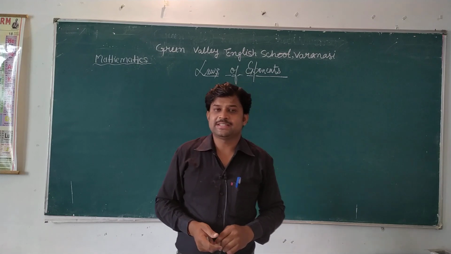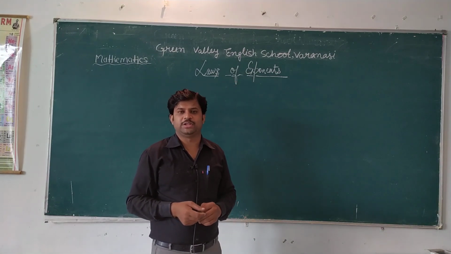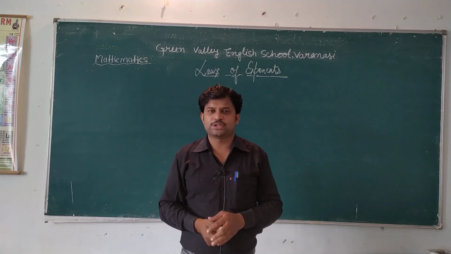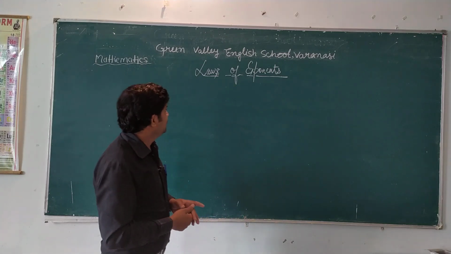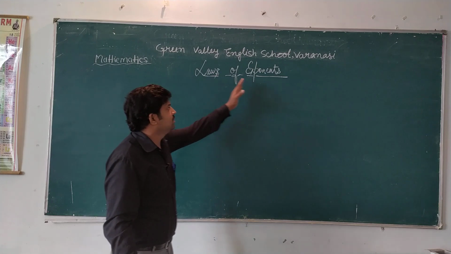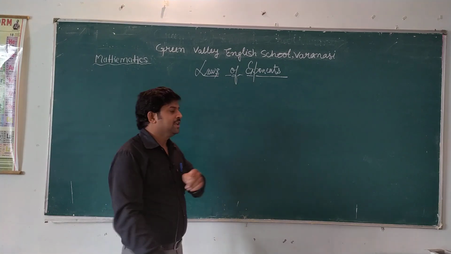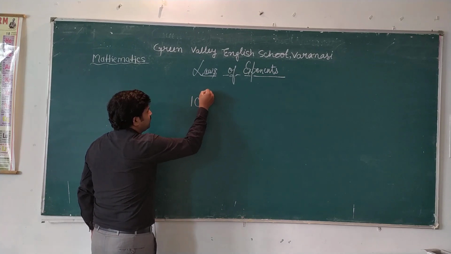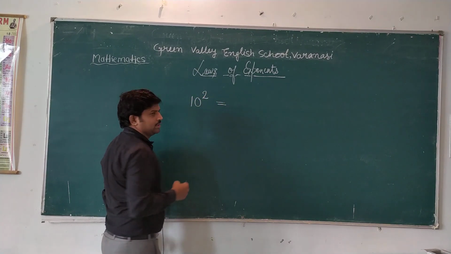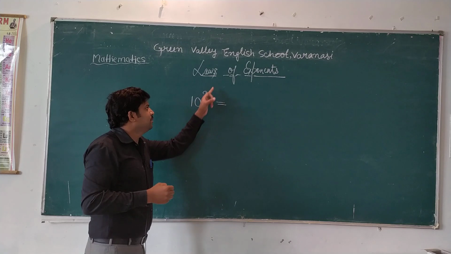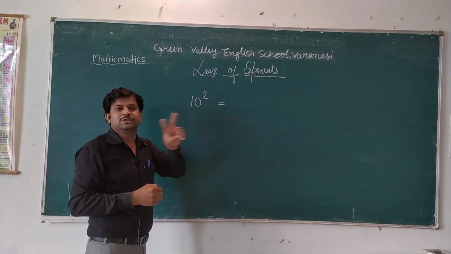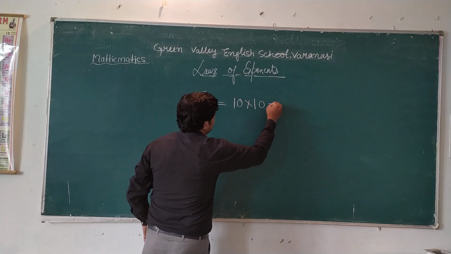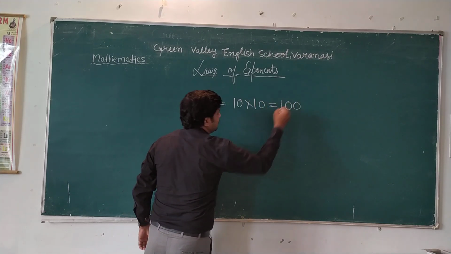Today we will discuss laws of exponents, and as you know all about exponents and powers, today our topic is laws of exponents. As we know, when we write 10 to the power 2, it means 10 is multiplied how many times? 2 times. Then we write 10 multiplied by 10 is equal to 100.